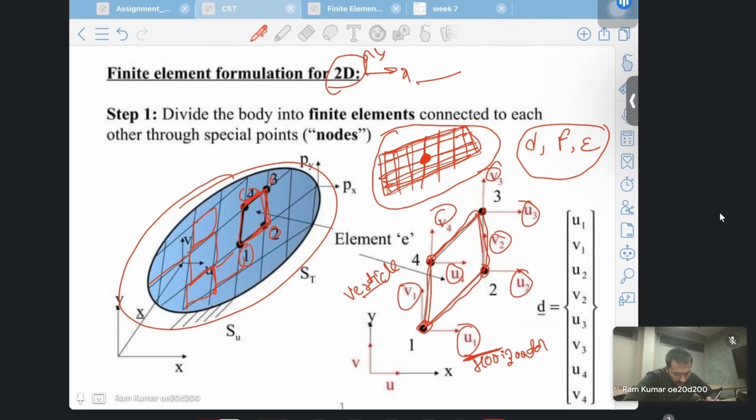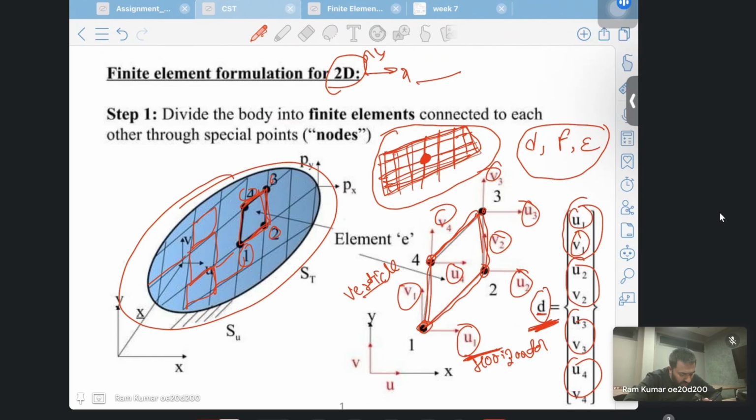So if I want to write this element's nodes in matrix form, or I will say in vector form, how can we write it? This is d. D means displacement, and this means vector. So d equals u1 v1, this is for node 1, this is for node 2, node 3, node 4. Okay, so this is our displacement in vector form.